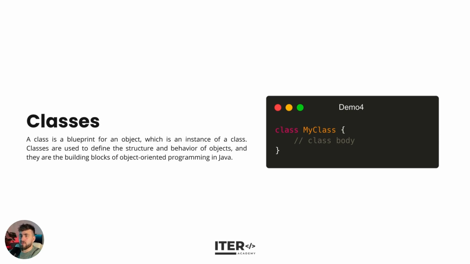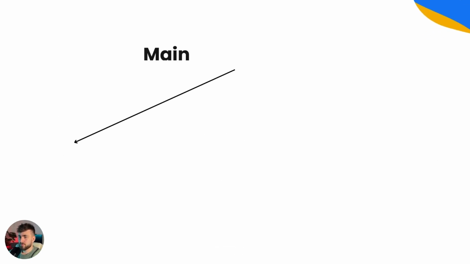Lastly, we have classes. A class is a blueprint for an object, which is an instance of a class. Classes are used to define the structure and behavior of objects, and they are the building blocks of object-oriented programming in Java. To create a class, we use the keyword class followed by the name of the class. For example, as you can see on the demo 4, class MyClass. We'll discuss the details again in future lessons, and this is just a brief overview.